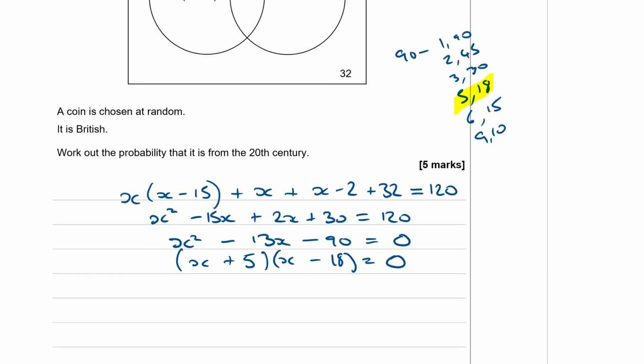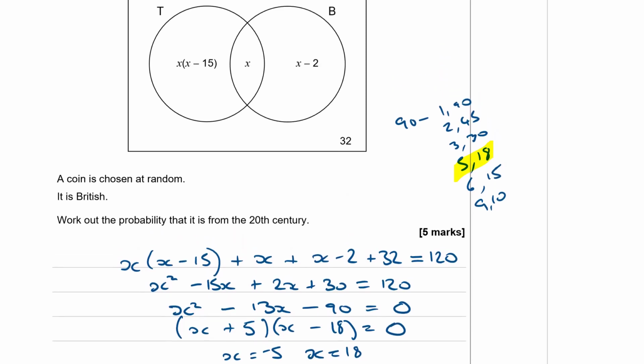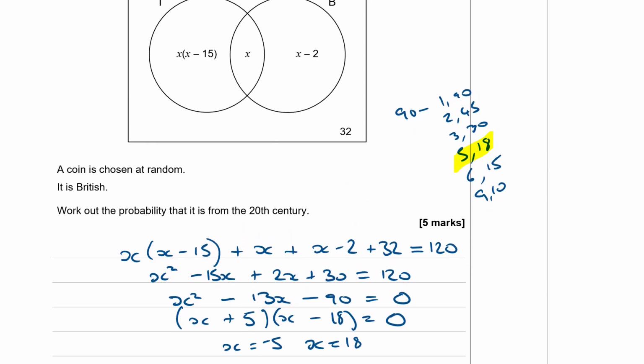Now, that gives us solutions for x of x equals minus 5 and x equals 18. Whilst those two are both mathematically correct, in the context of this problem, the negative solution can't happen because I've got x coins in the middle here. I can't have minus 5 coins there. So although minus 5 is a solution to the equation, it's not a solution to the problem. x equals 18 is the solution.